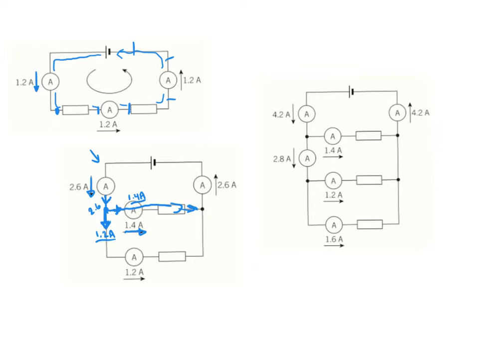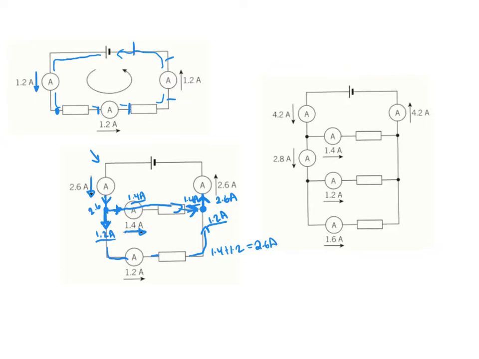So I have another junction here. I have 1.4 entering into that junction, and 1.2 amps entering this junction as well. So the current going into this junction in total will be 1.4 plus 1.2, which is 2.6 amps. And that means that the current exiting through here should be 2.6 amps.